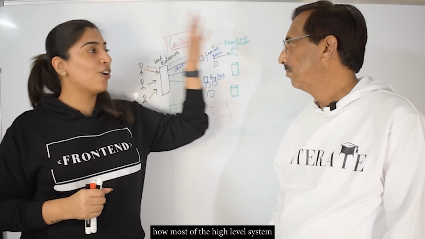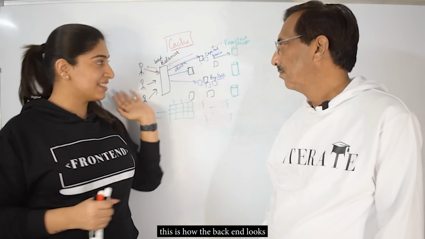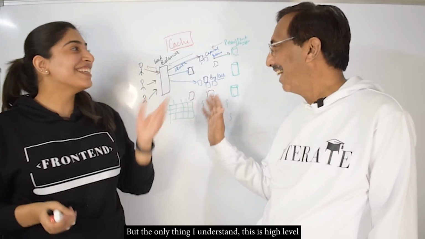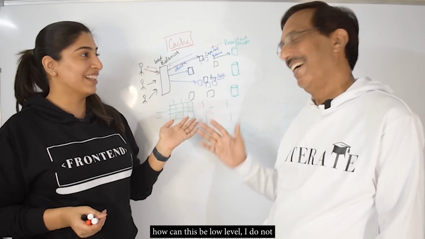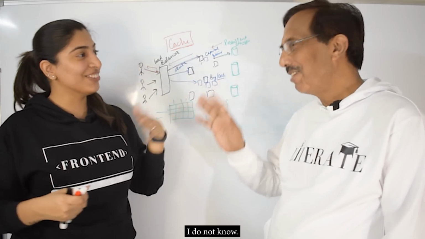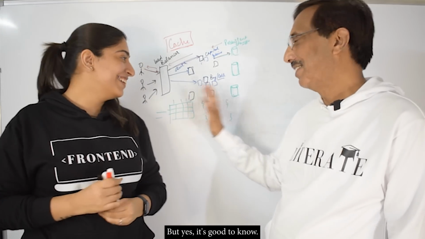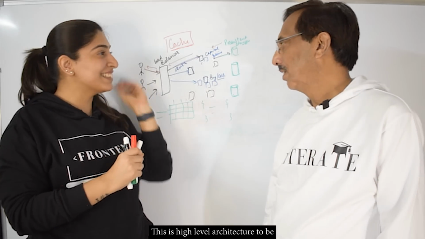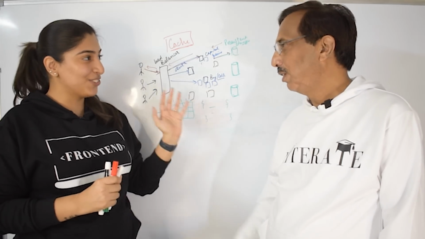So now you know how most of the high-level system design works. This is how the backend looks. Is it high level or low level? This is high level. Low level is like code, the code that you write. This is the high-level architecture view of things.